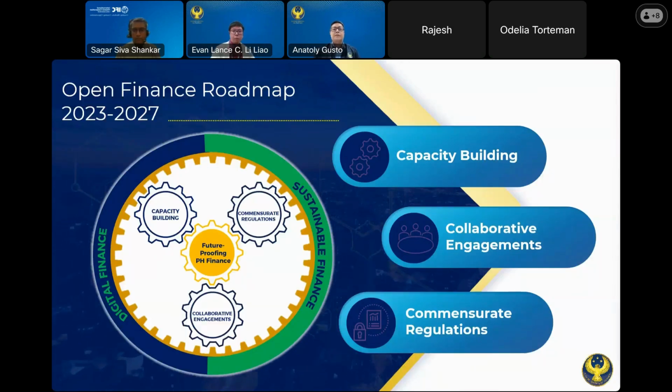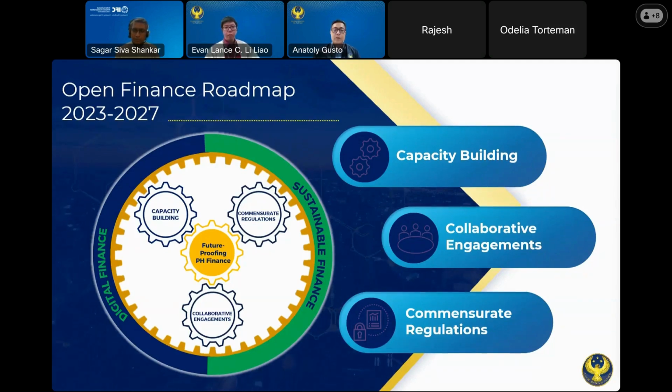However, we believe in the saying that we must walk before we can run and be flexible in adjusting to operational realities. So as part of our phased approach to open finance, we have adopted a more feasible timeline for the Philippine open finance journey. As shown in front of you, it's the Open Finance Roadmap 2023 to 2027. This considers the current level of maturity and infrastructure readiness of the Philippine financial sector, requirements for capacity building, and complexities in promoting collaborative engagement.